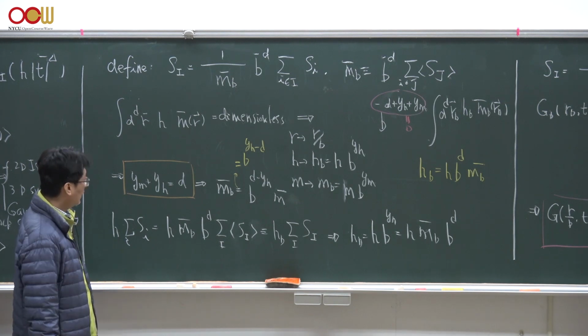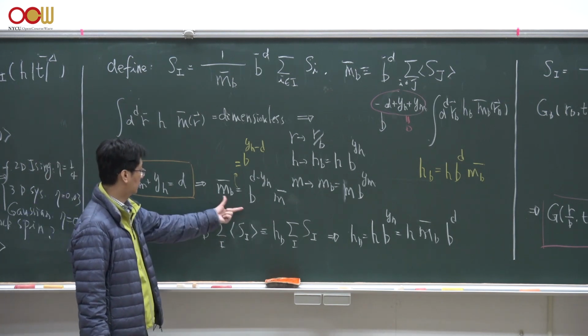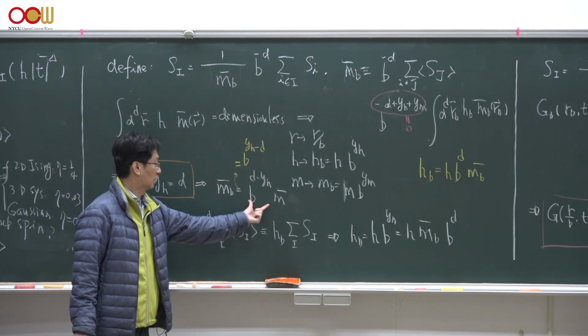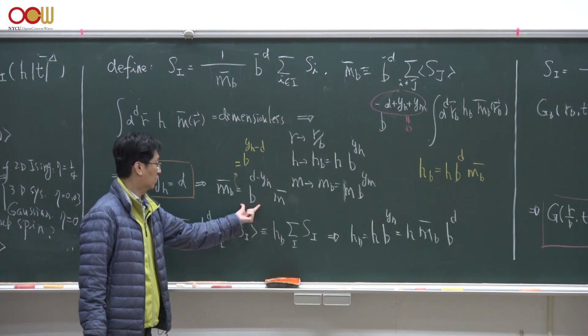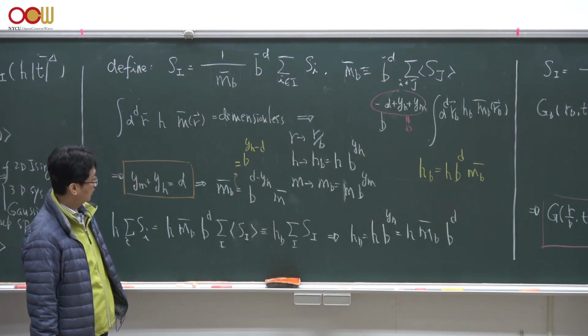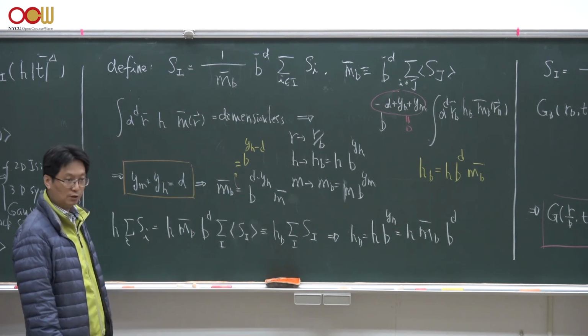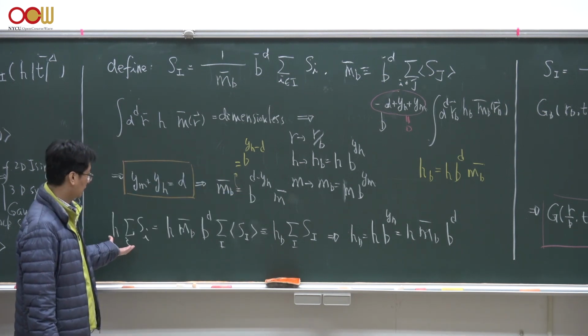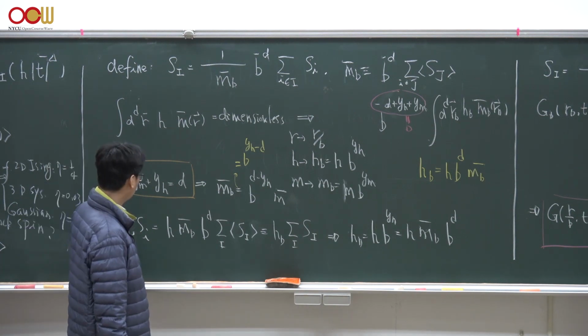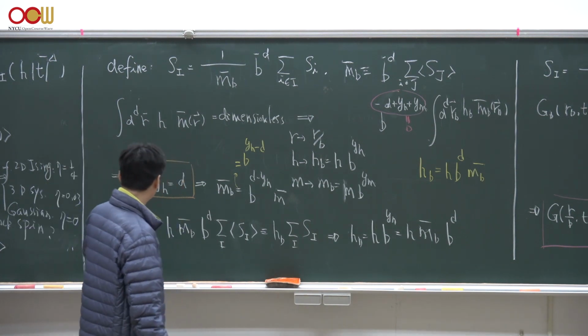And therefore, we immediately get the relation that yh plus ym is equal to the dimension little d. And therefore, we could rewrite m bar b as a function of m: it is given by m bar times b to some power, and the exponent is ym, but ym now is actually d minus yh.